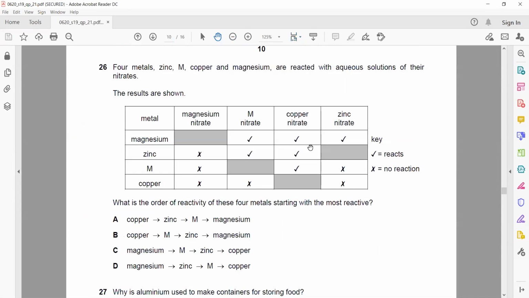Question 26. Four metals, zinc, M, copper, magnesium, are reacted with aqueous solutions of their nitrates. The results are shown. What's the meaning here? We have M nitrate, we add magnesium, then copper nitrate, we add magnesium, zinc nitrate, we add magnesium. A tick means that there is a reaction, and a cross means there is no reaction. So what is the order of the reactivity of these four metals, starting with most reactive first?